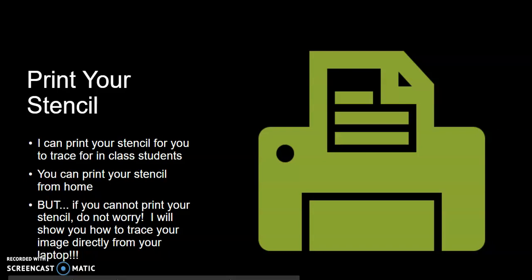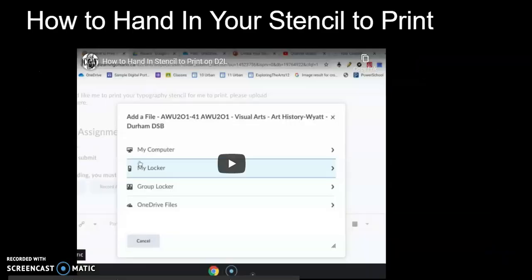So if the timing works out that you're finishing this late Friday, then you can hand in the SVG stencil file to me, and I'll print it out for you and have it ready for you on Monday. I don't think the timing is going to work out that way. So another option is that you can print out the stencil at home. If you don't have a printer at home and you can't print the stencil, don't worry. I'm going to show you how to bring the stencil up on your Chromebook and then trace it right off your Chromebook, okay? So don't worry about that.